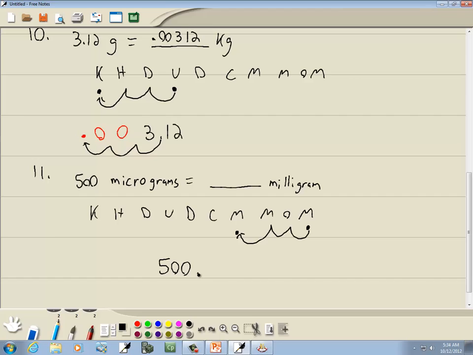If I were to put a decimal here, it'd be right here. 3 places to the left. 1, 2, 3. So that's a new location of my decimal. And we drop off trailing zeros. So this would just be 0.5 milligrams.